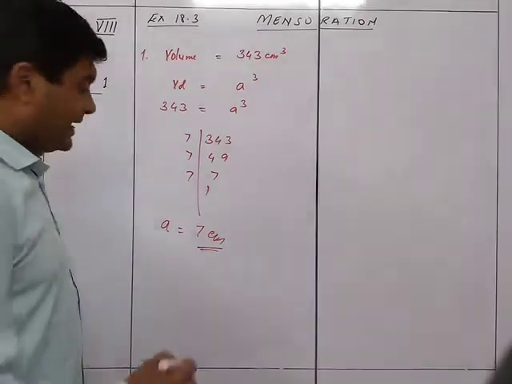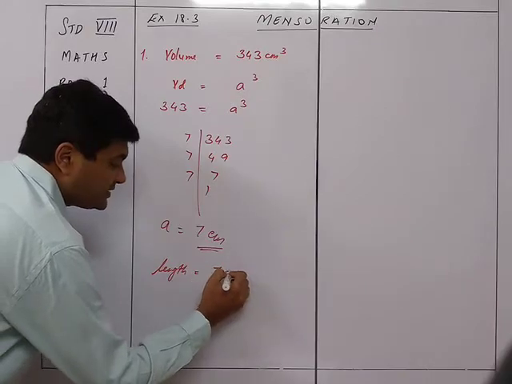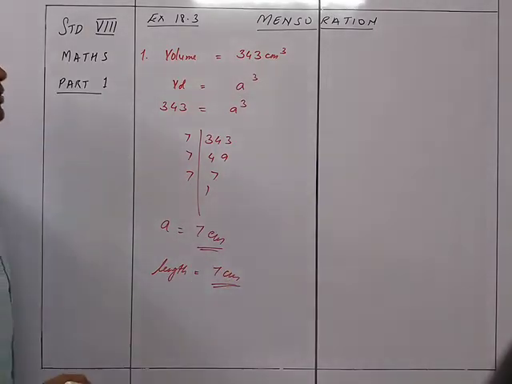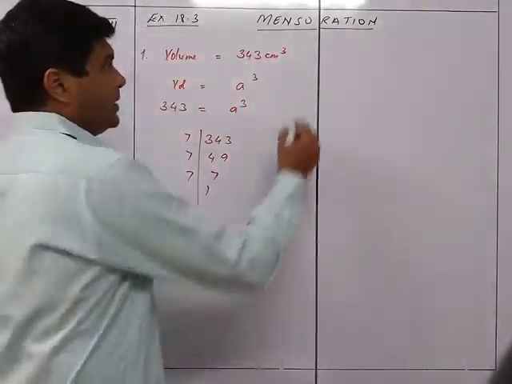So that will be the length. It is given as the length of the edge, so length is equal to 7 centimeter. That's the answer for sum number 1. We now move on to sum number 2.